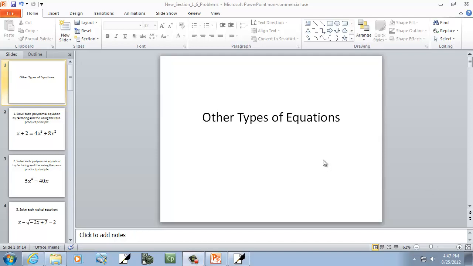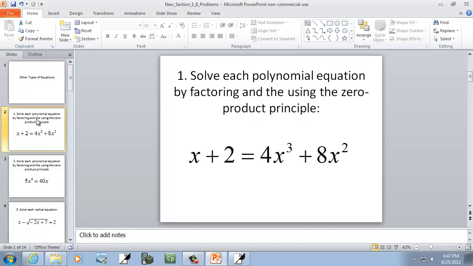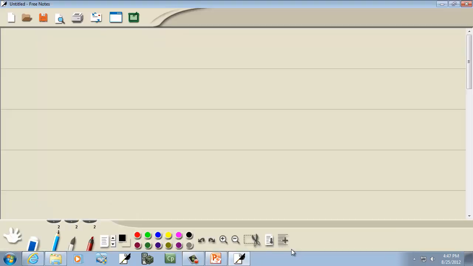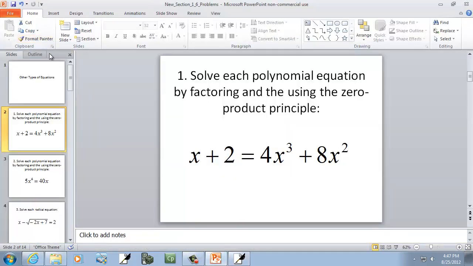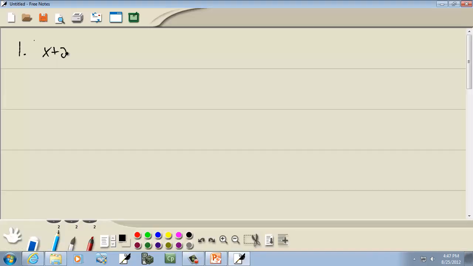Let's take a look at some other types of equations. The first one, we've already talked about the formula, so let's work it. Okay, so we've got x plus 2 equals 4x to the third plus 8x squared.